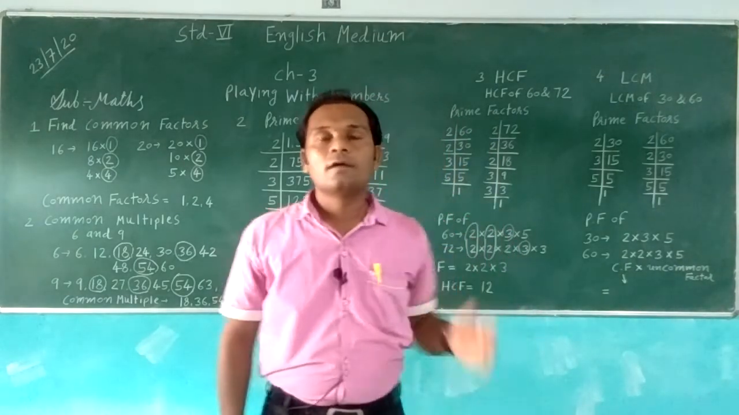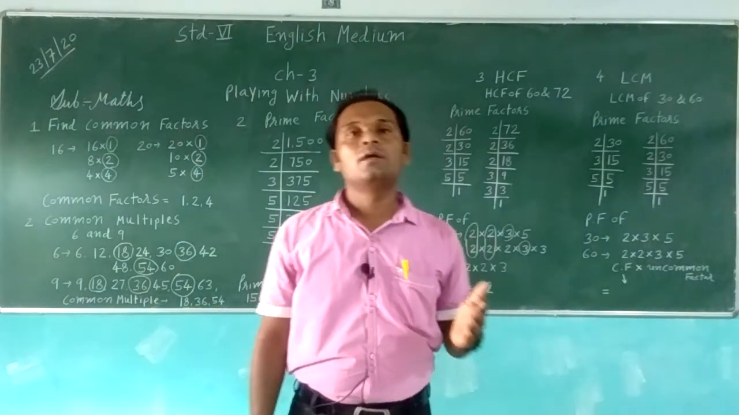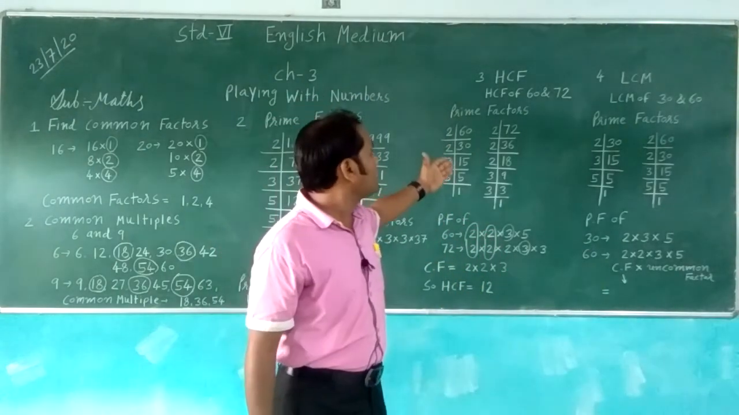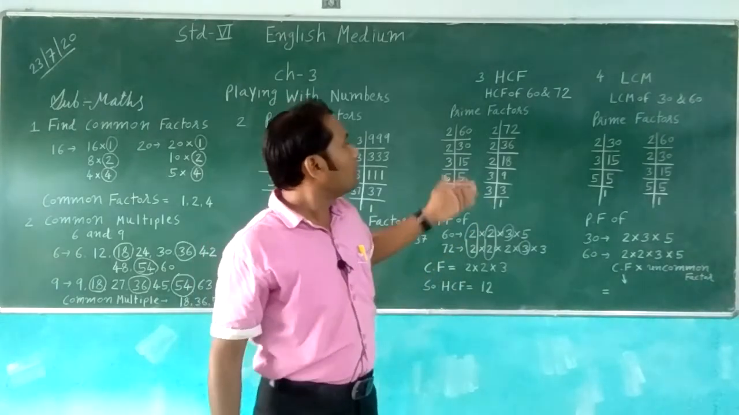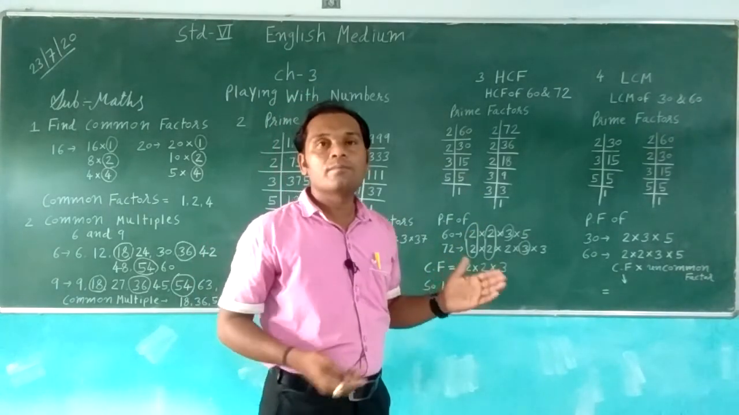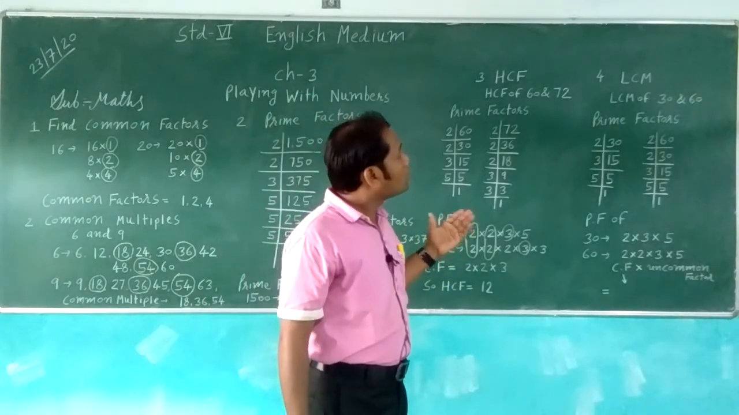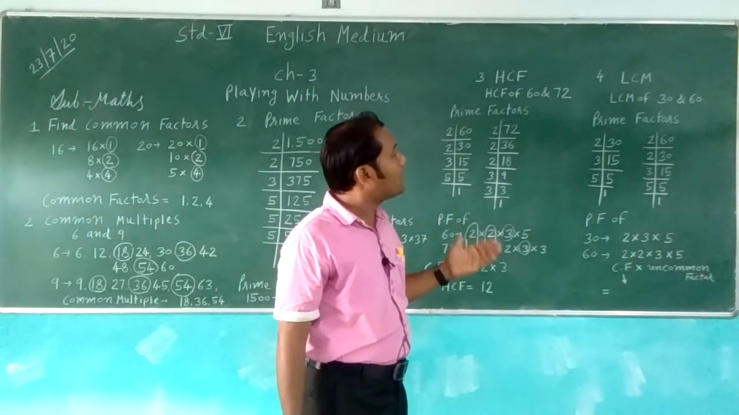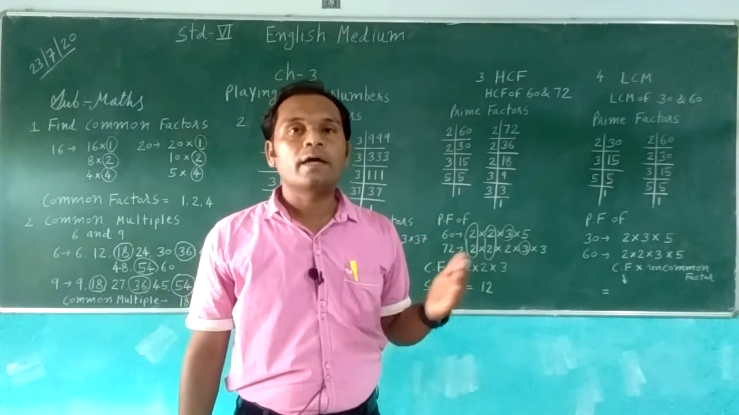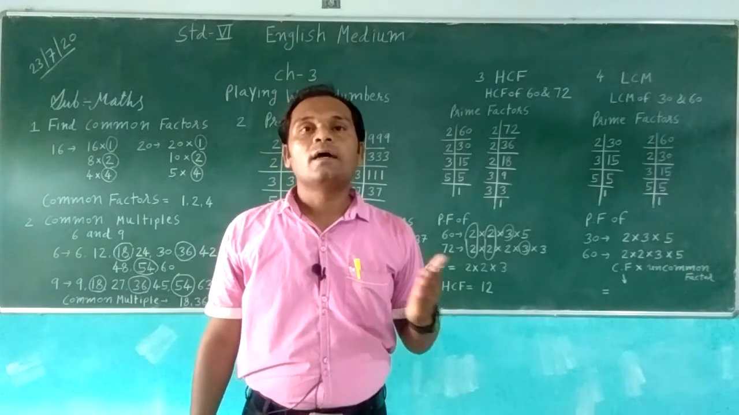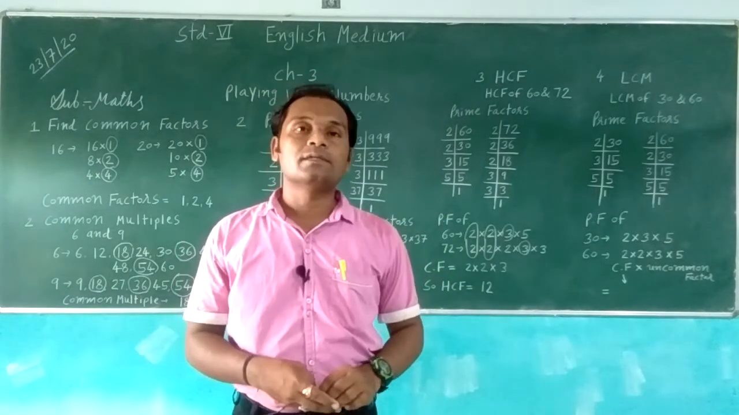How to find LCM, the lowest common multiple of numbers, and HCF, the highest common factor. We'll find now the LCM of numbers. We have been given two numbers, 30 and 60, and we need to find the LCM of both the numbers.